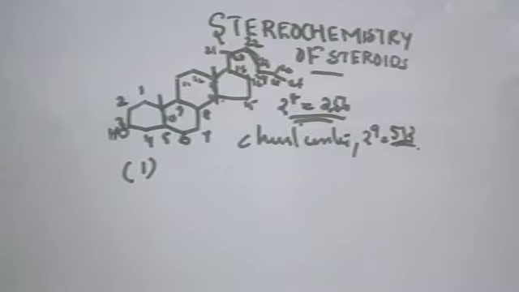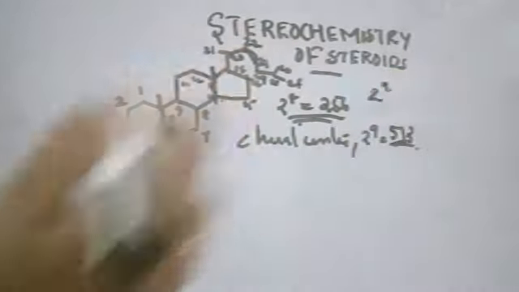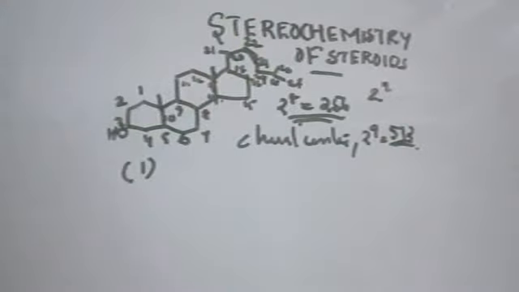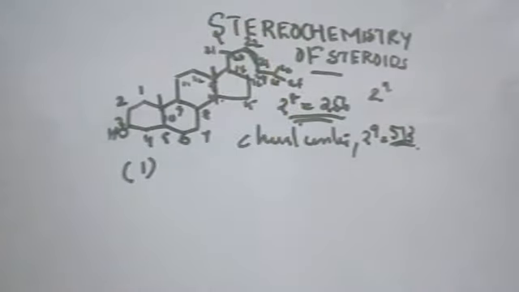It can also be called hydroxycholesterol, and the number of possible isomers based on the rule 2 raised to n, where 8 chiral centers are there, is 2 raised to 8, which is equal to 256. And again if you consider the 20th one, it goes to 2 raised to 9, which is equal to 512.